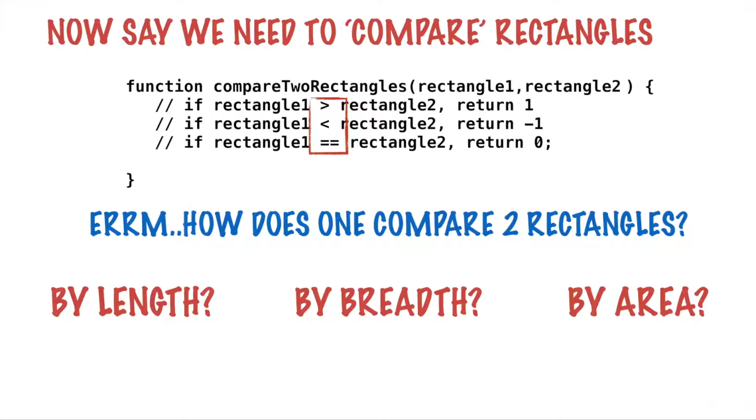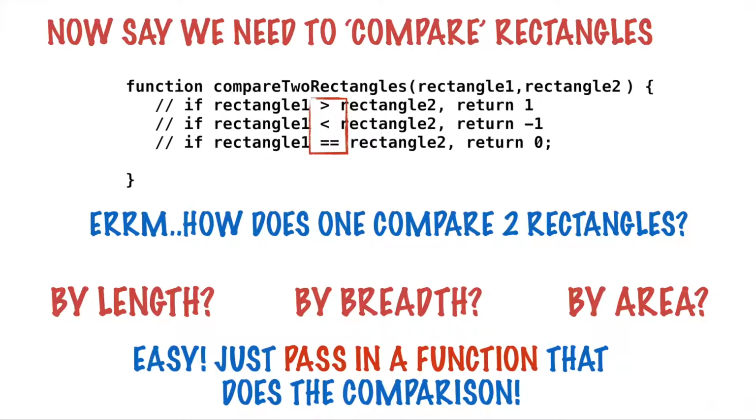How would you write something which allows you to specify how you want to compare the rectangles? At runtime, when you execute your code, you want to be able to specify compare by length or breadth or area. It's easy in JavaScript. You just pass in a function which does the comparison that you want by length, breadth, or area. You have a function which compares two rectangles. How it compares those two rectangles can be specified in a separate function which you pass in to the compare function.